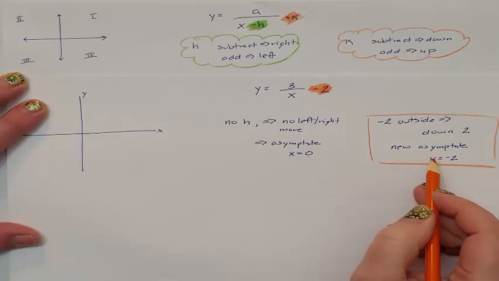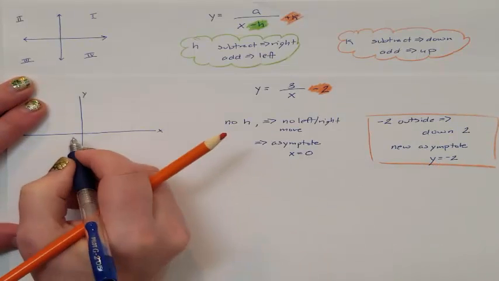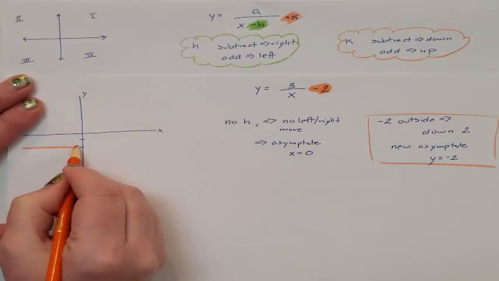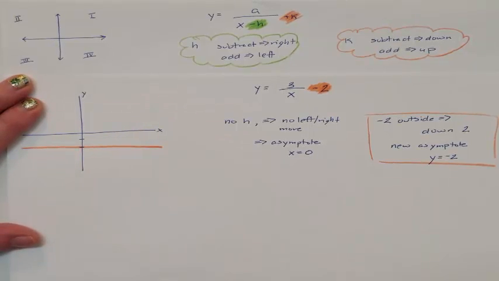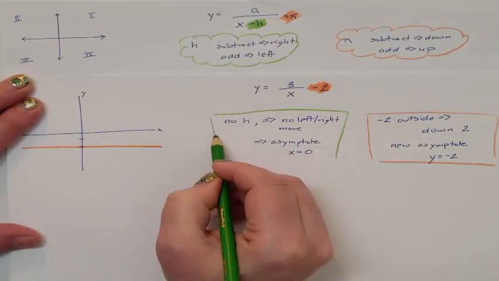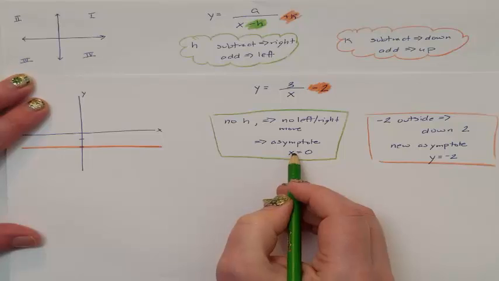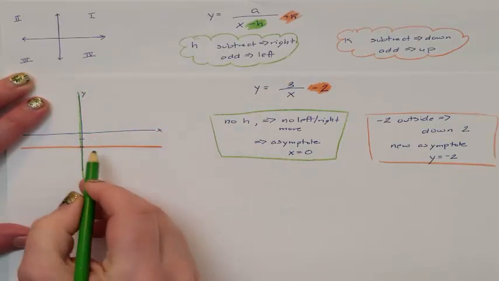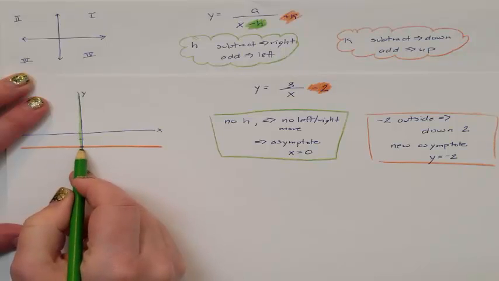So I need to draw my new asymptote at -2. So I went down 1, 2. So here is my new asymptote at -2. We tried looking for a left-right move. There was no left-right move, so that meant my asymptote stayed at 0. So here is me keeping my asymptote right at 0. So I kind of have a new baby origin right here.